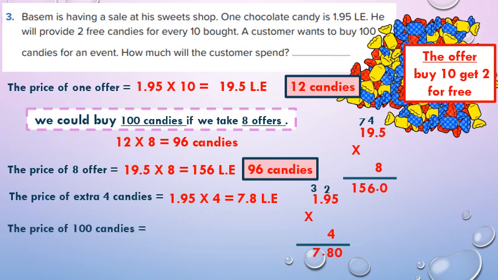Now, the price of 100 candies, the 96 and the 4 extra, 156 plus 7 and 8 tenths is 163 and 8 tenths LE.